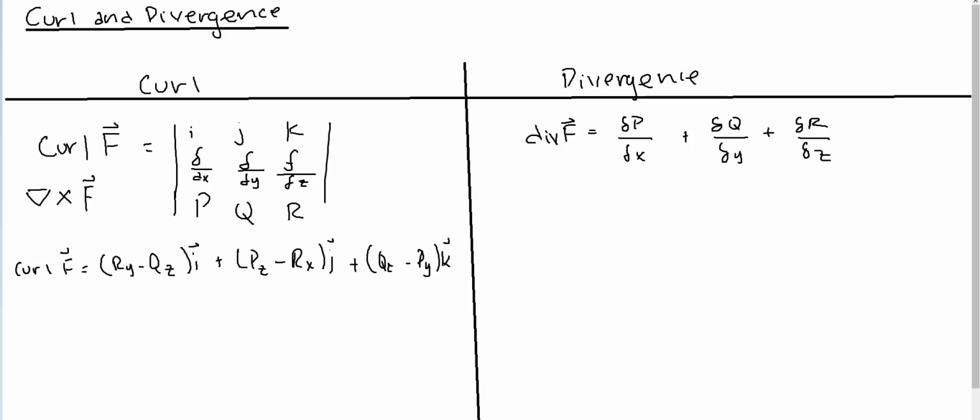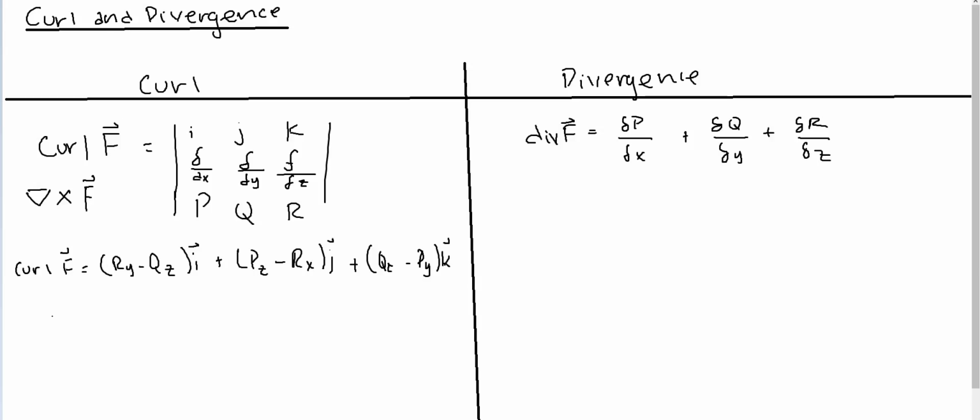And so we get curl of F is equal to the determinant of i, j, k, partial x, partial y, partial z, P, Q, and R, which results in this very large mess, essentially. So it's important to note, though, that the curl of a vector provides us with unique information.